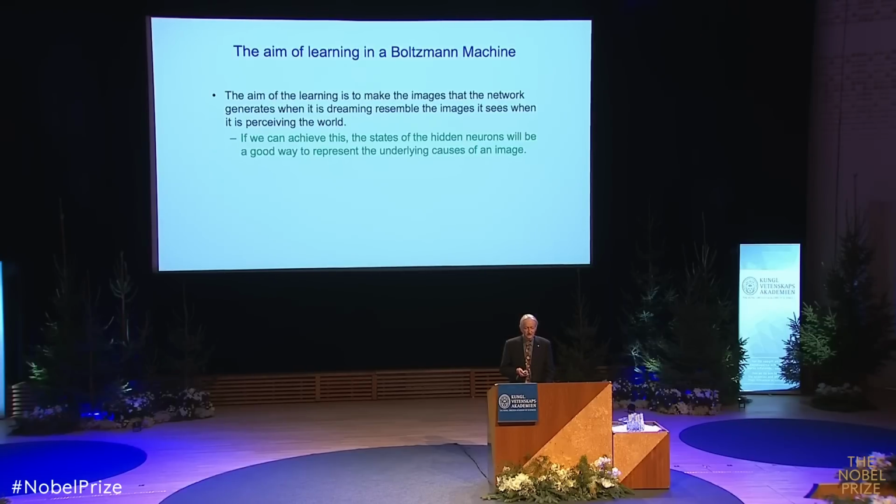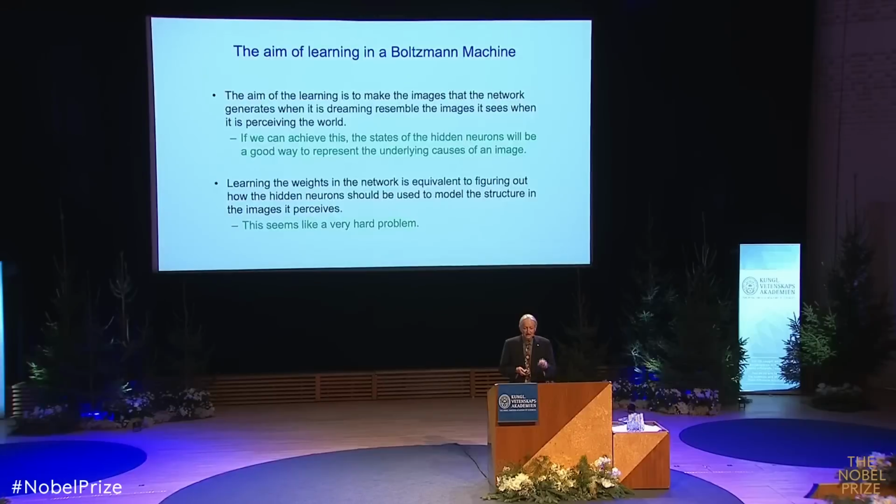If we can achieve that, then the states of the hidden neurons will actually be a good way to interpret the real images. They'll capture the underlying causes of the image. At least that's the hope. Another way of saying that is, learning the weights in the network is equivalent to figuring out how to use those hidden neurons so that the network will generate images that look like the real images.